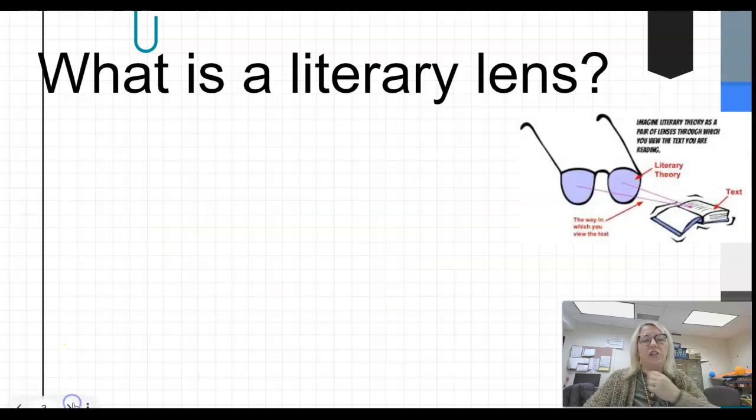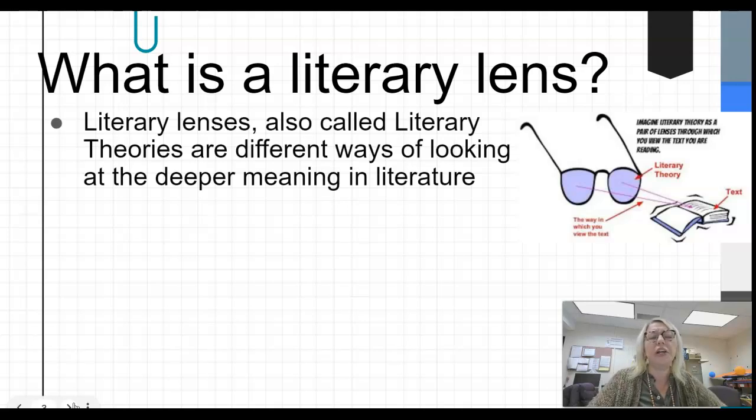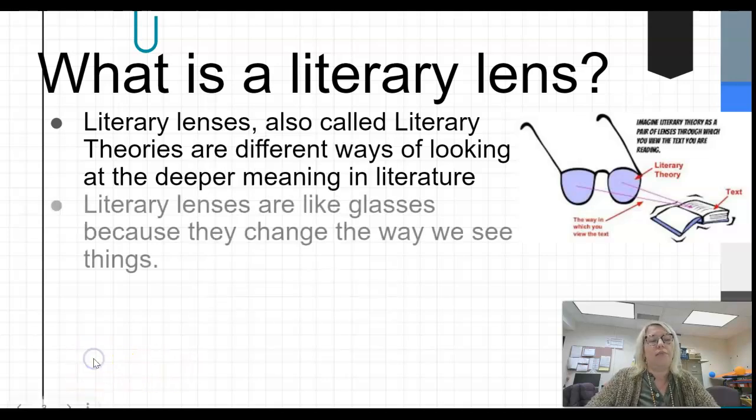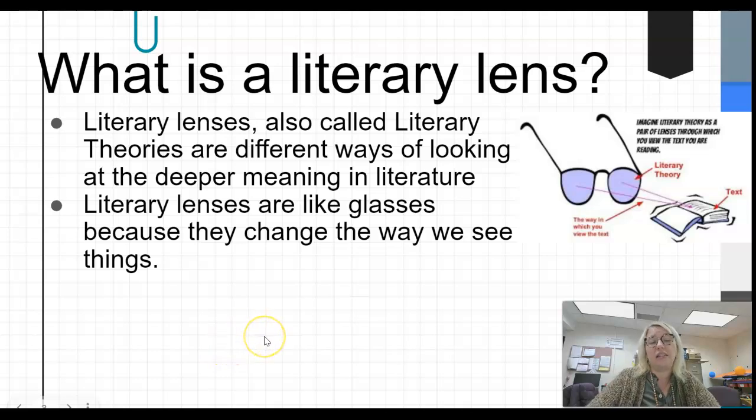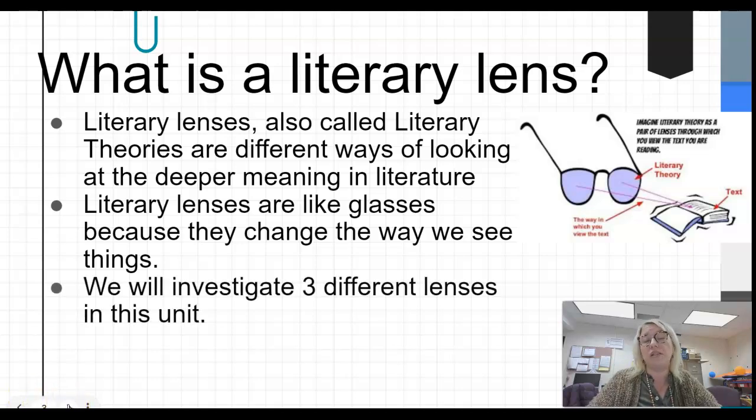Let me give you the definition of what it is. Literary lenses, also called literary theories, are different ways of looking at the deeper meaning in literature. Literary lenses are like glasses because they change the way we see things. And there are tons of different literary lenses, literally hundreds of them. There's all kinds of different ways to look at literature. In this unit, we are going to be studying 3 of them, just 3.